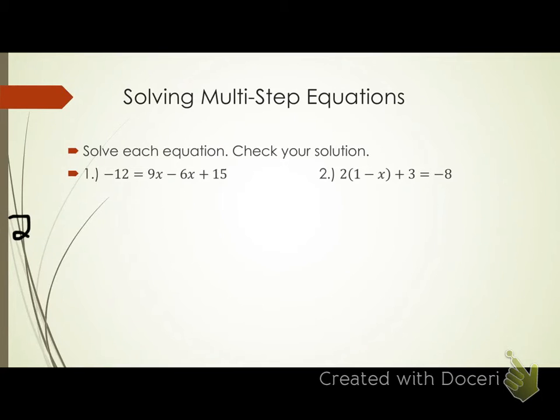Number 2. 2 times 1 minus x plus 3 equals negative 8. It looks a little different. Raise your hand if you can give me an idea of what I might need to do first. Combine like terms? There's not any yet. Okay, let's look at the parentheses real quick. It's a good thought. Do I have anything inside my parentheses that I can combine? No. I am going to have to do something with the parentheses. What am I going to need to do?